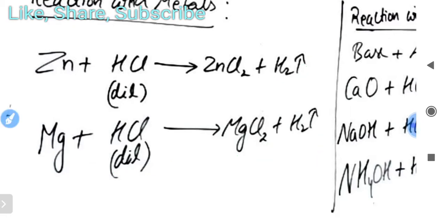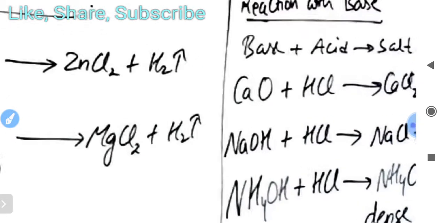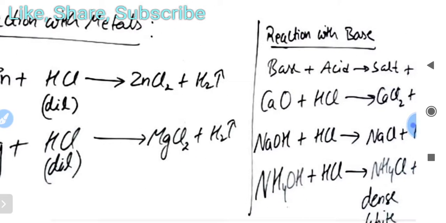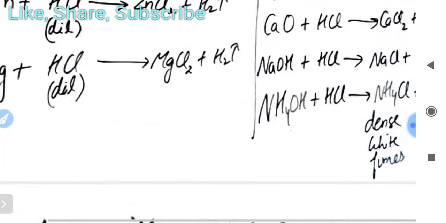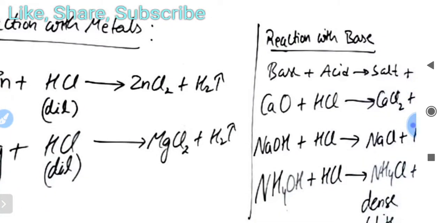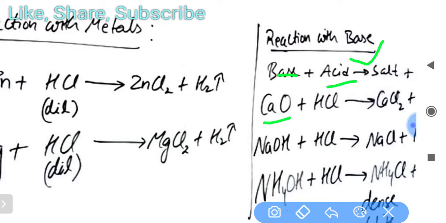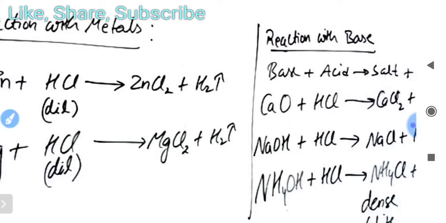The second thing is reaction with base. When it reacts with a base, it also forms a salt plus water, from the chapter on acids and bases. Salt and water will be formed. Suppose CaO is a base and it reacts with HCl: it forms a salt, calcium chloride, and water is formed here. This type of reaction occurs for all bases.